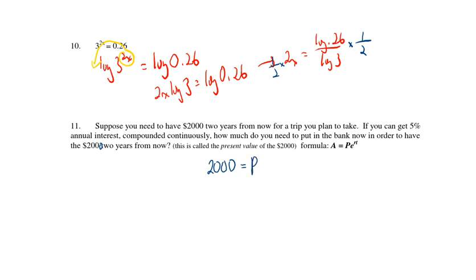My interest rate is 5%, and I need this money in 2 years. So think about that. See if you can get P by itself. You can do it in one step.